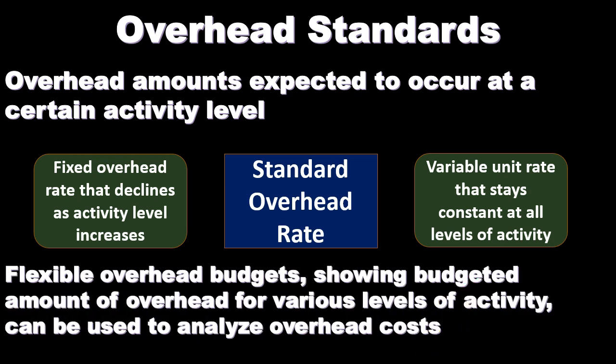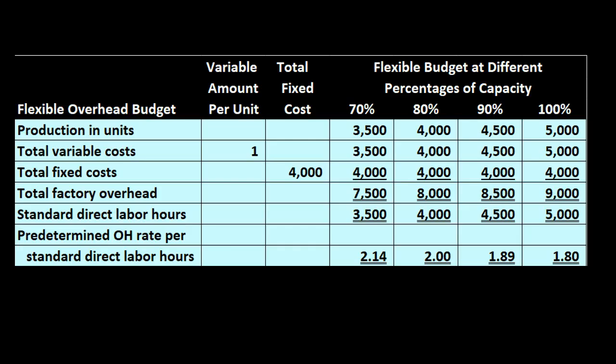Now we might put together flexible overhead budgets. Those are going to be budgets showing amounts of overhead for various levels of activity, that can be used to analyze the overhead costs. So we can use a flexible budget, in other words, and we can think about different levels of activity in order to analyze those costs. It might look something like this. It's going to be an example of a flexible overhead type budget. We have the variable amount per unit. We have the total fixed costs here. So the fixed costs are going to be here, and then we have variable components of overhead.